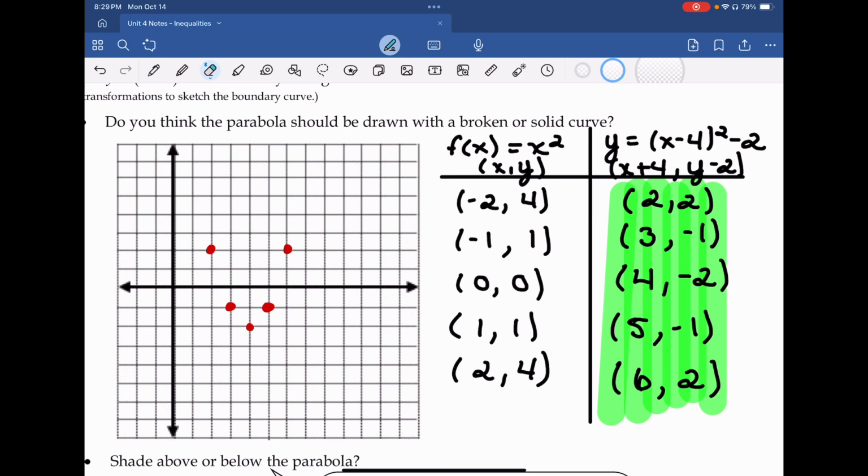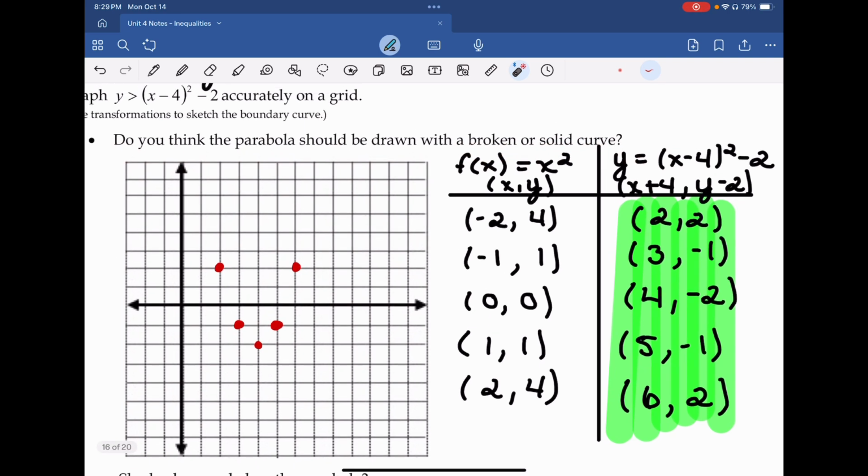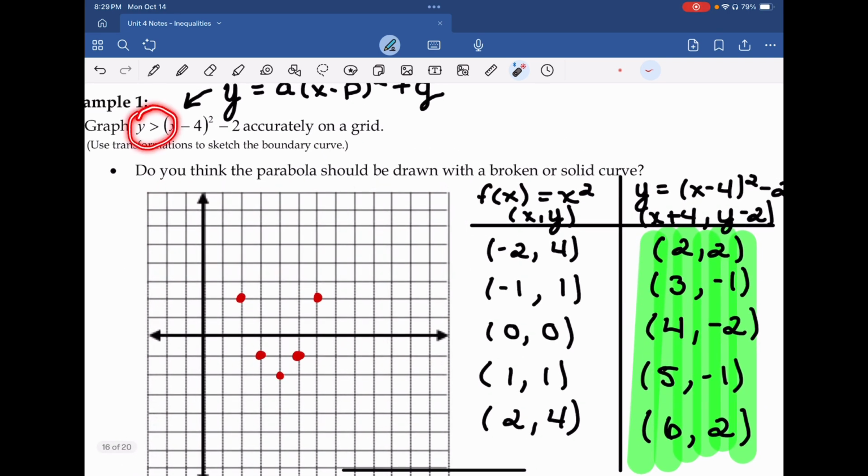Now, before I draw the line, we want to be thinking, does this parabola have a solid or broken line? That's really important to reference. When we look at this, the inequality symbol determines if it's broken or solid. In this case, it's going to be broken because it's strictly greater than this value. So what we're going to do is put a dotted line that passes through these points with arrows on the end. Because it's a strict inequality, it must be greater than. These points don't actually exist, they're on the line.